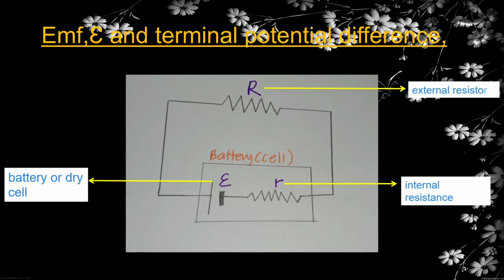First, we consider a circuit that consists of a battery or cell that is connected by wires to an external resistor. The capital letter R represents the external resistor, while the small letter r represents internal resistance, and this is the EMF symbol. This is a battery or dry cell. This circuit is connected in series.